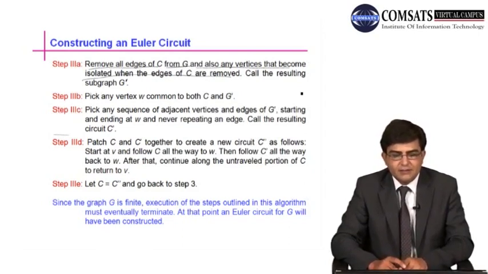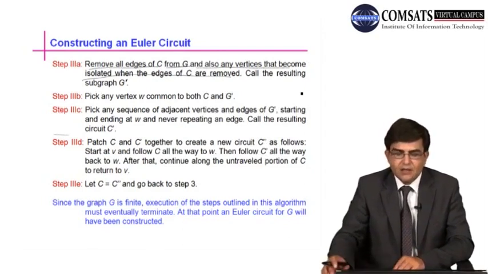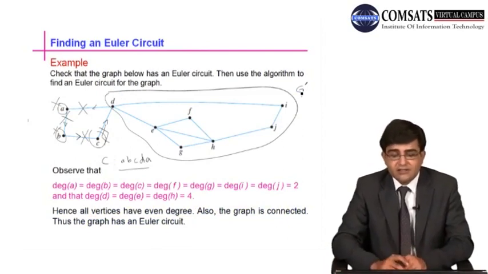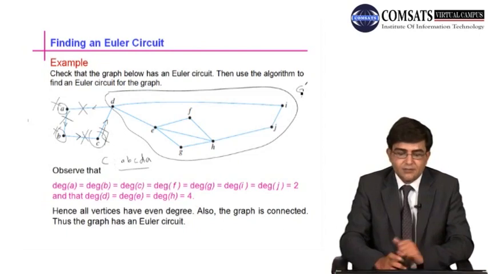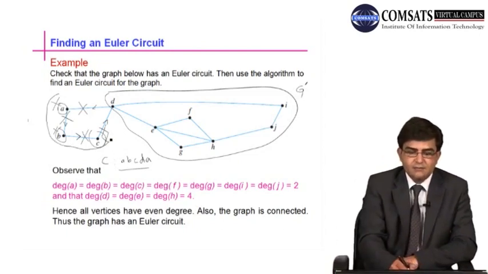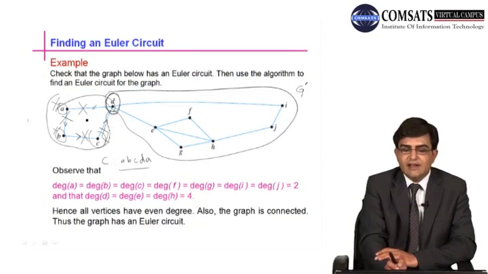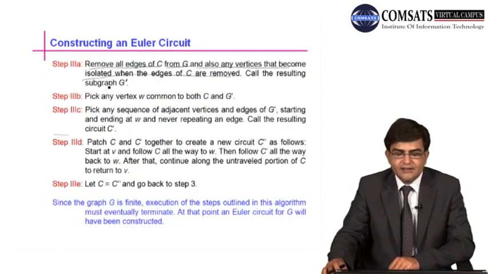Now what is step 3b? Pick any vertex W common to both C and G dash. Now W is any vertex of G dash which is common to both C and G dash. Now what are the common vertices of C and G dash? Because this is basically C and this is G dash. What are the common vertices? D is here, which is a common vertex in C and G dash. So we pick up D here in step 3b.